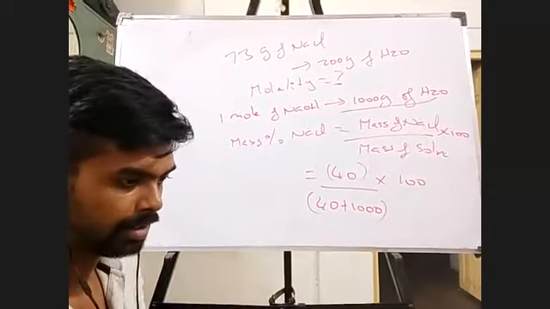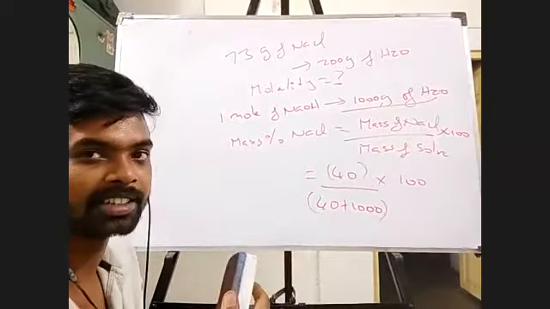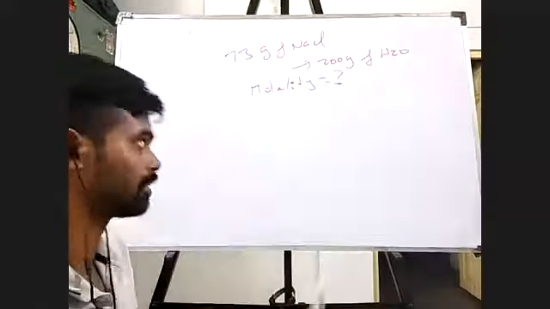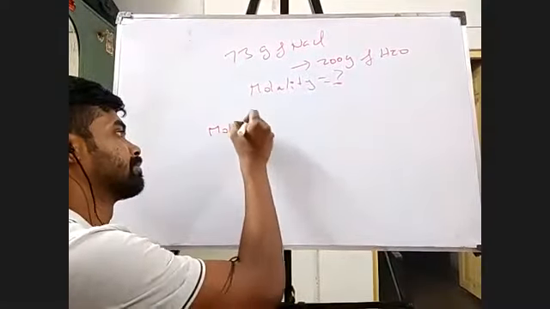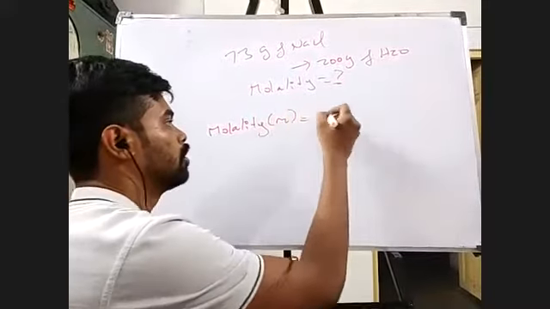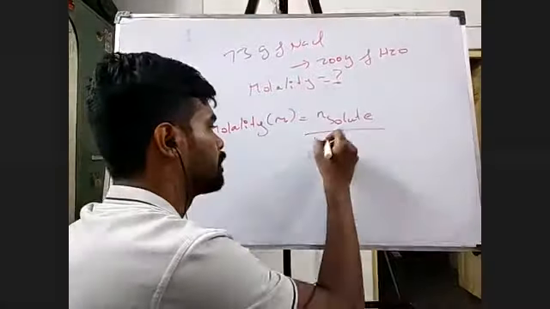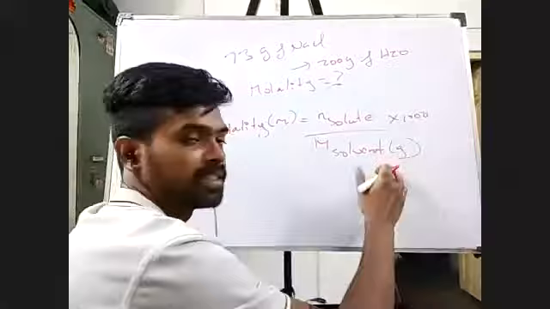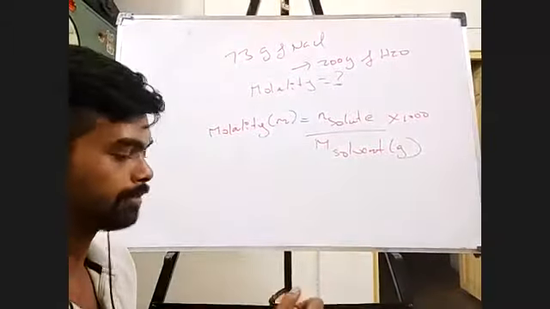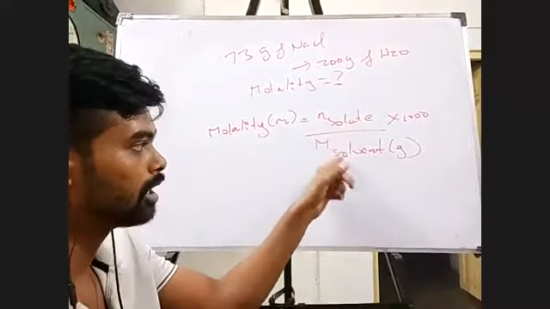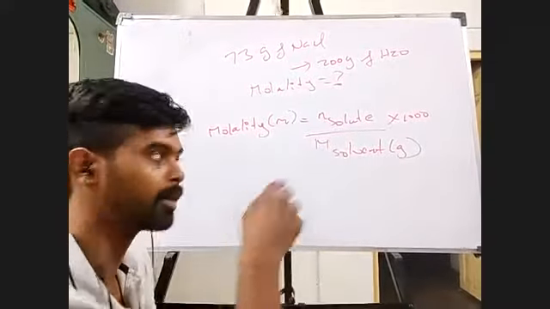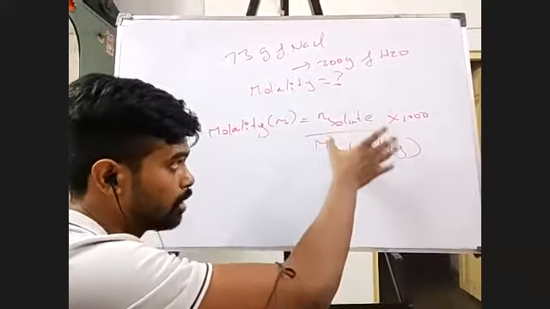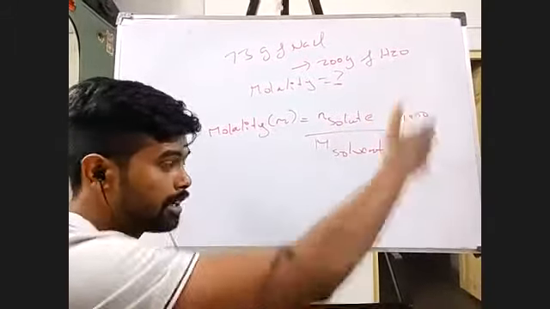Oh, wait. I didn't even give you the formula for molality yet, isn't it? Sorry, guys. Wait, I'll give you the formula now. Molality, small m, is equal to number of moles of solute divided by mass of solvent. If it is in grams, you have to put 1000. If it is in kg, no 1000 required. Last time it was number of moles of solute divided by volume of solution for molarity. In this case, number of moles of solute divided by mass of solvent into 1000.